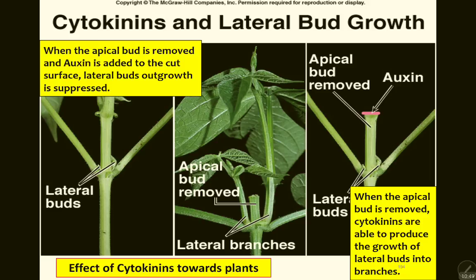Okay. So this is the lateral bud which I said just now. Lateral bud. Okay. So with the cytokinin, the plant can have many branches. But if you apply auxin here, auxin suppresses lateral bud, so they cannot have more branches.